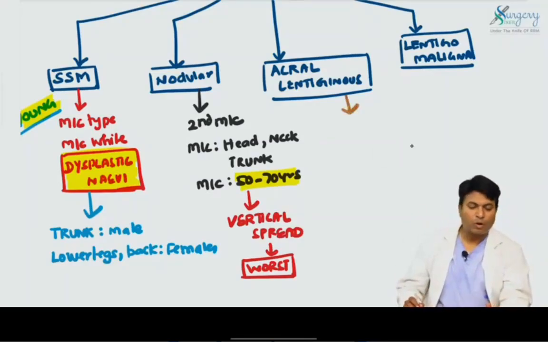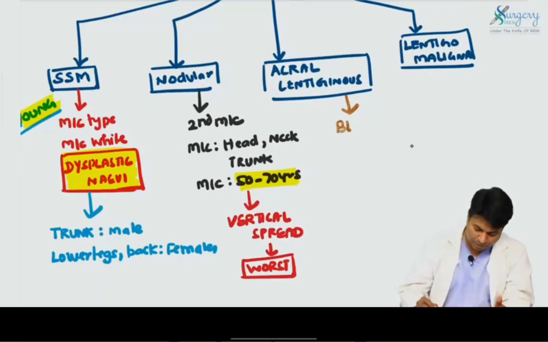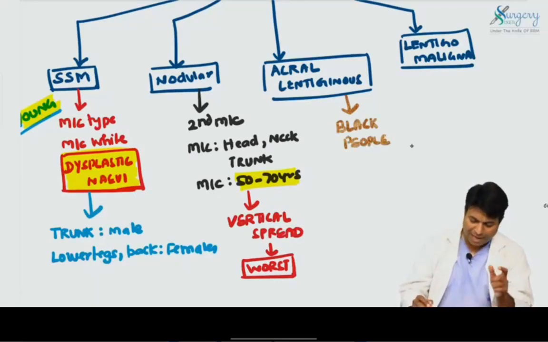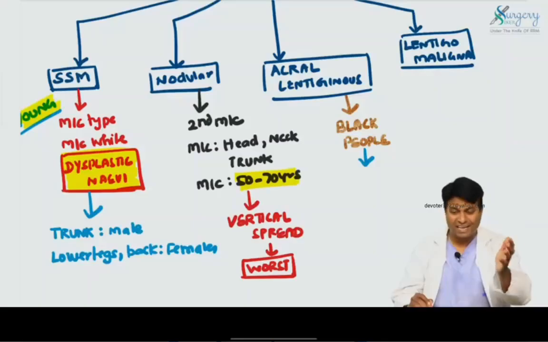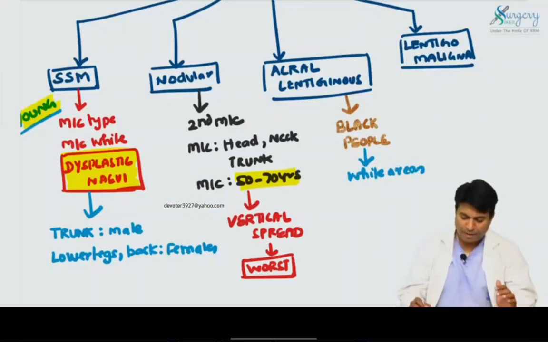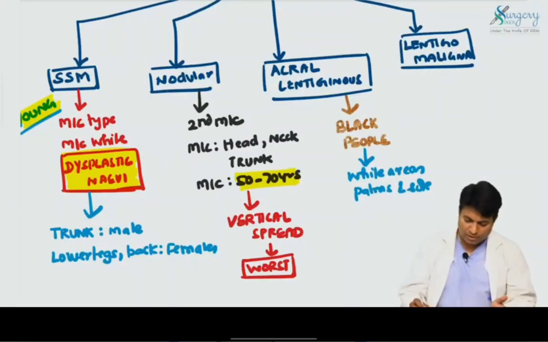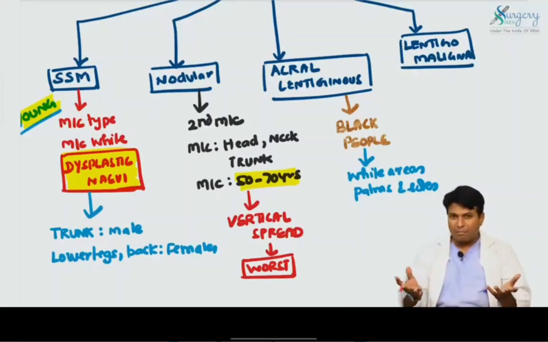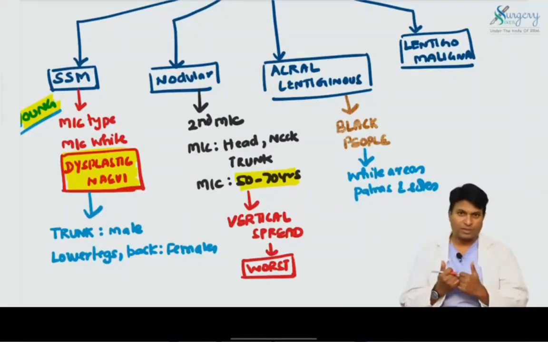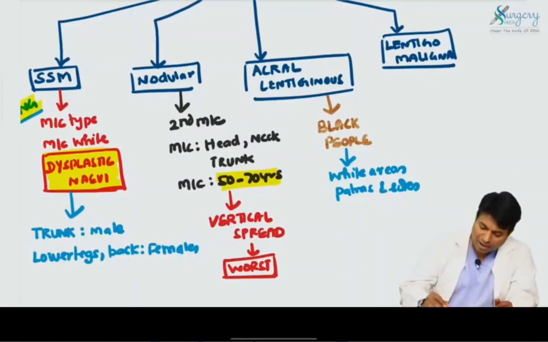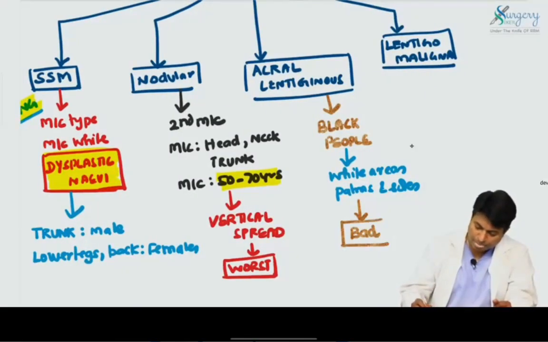Acral lentiginous melanoma is seen among black people. Please don't forget, it is seen among black people. I used to tell in my classes, even in black people, it is common in white areas. What are the white areas? White areas like palms and soles. That's the MCQ. So acral lentiginous melanoma is common among blacks, and in blacks also it is common on palms and soles. It also has a bad prognosis.